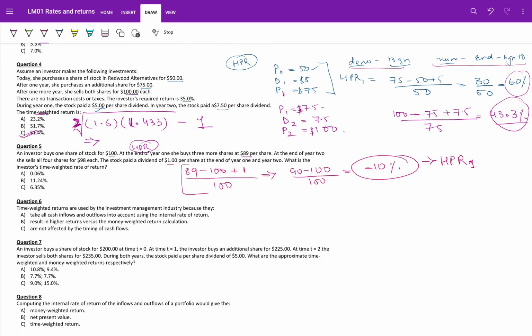At the end of year 2, she sells all four stocks for 98. So this is the closing, this is the ending value. So she sold all the stocks for 98. She started from 89. And this stock's value is actually there was a dividend of $1, and we started from 89 here.